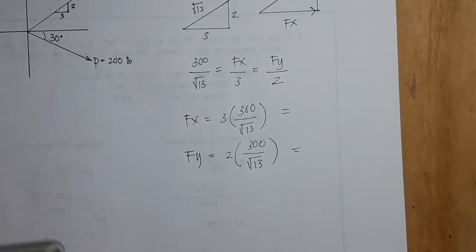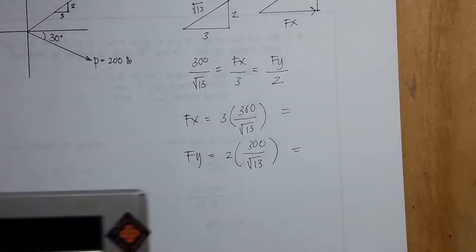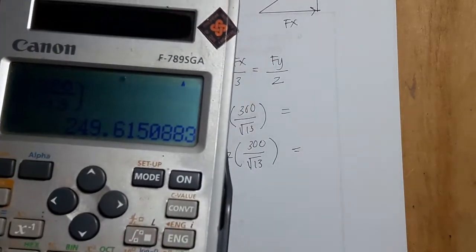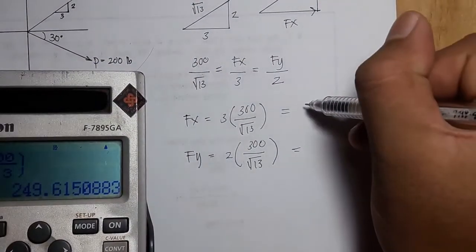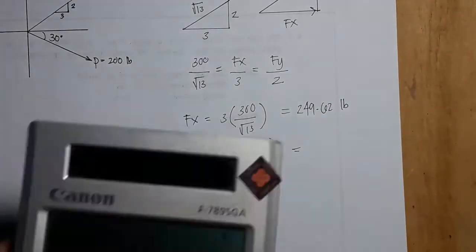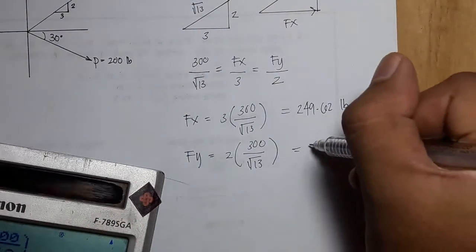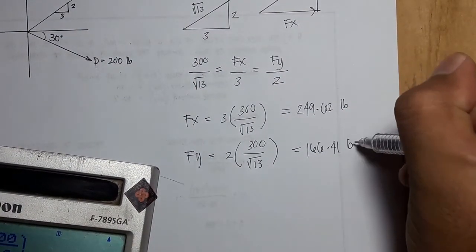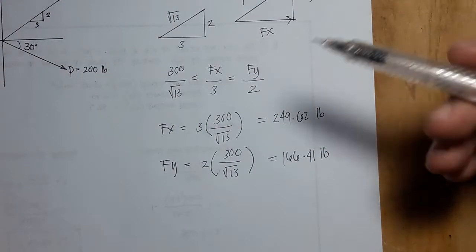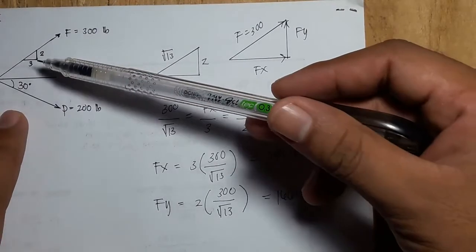So by solving those two equations, we would have, for Fx, 249.62 pounds, and for the Fy we have 166.41 pounds. So that's how you compute for the components of a force using the slope given.